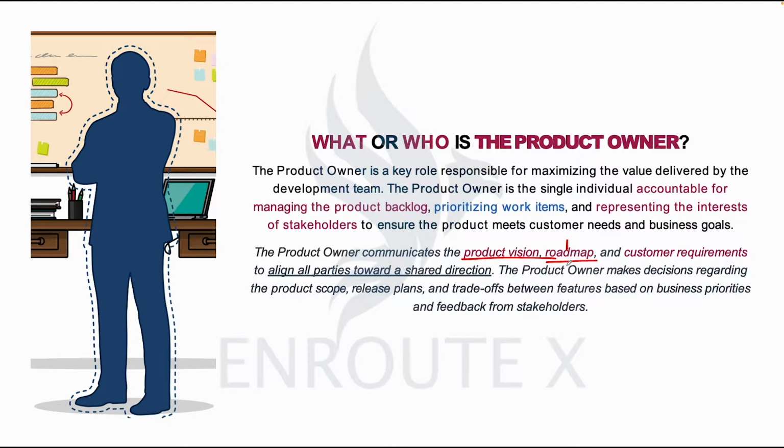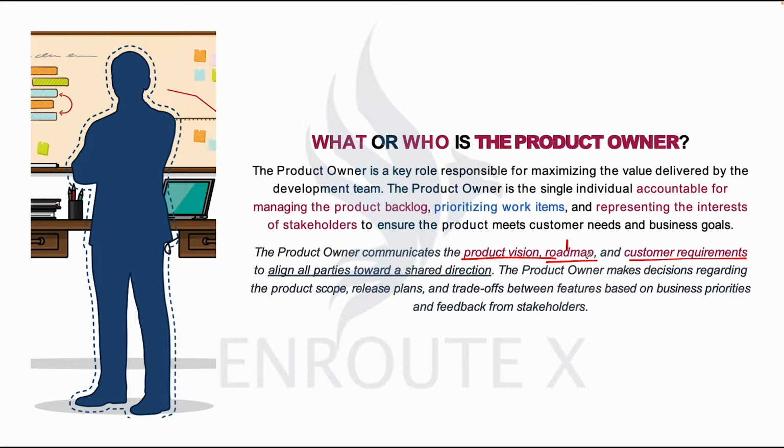Okay, so the roadmap, right, and customer requirements to align all parties towards a shared direction. It communicates the product vision, the roadmap. The product vision is the destination of that product. The roadmap is how we would arrive there. What do we do? This is what we deliver at this point. This is what we deliver at that point. That forms the roadmap.